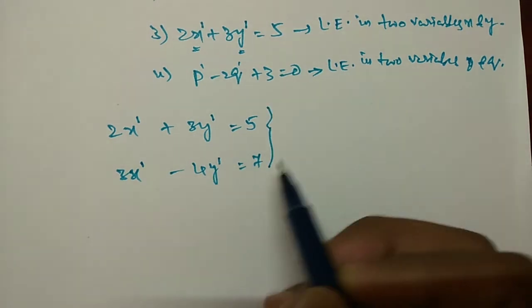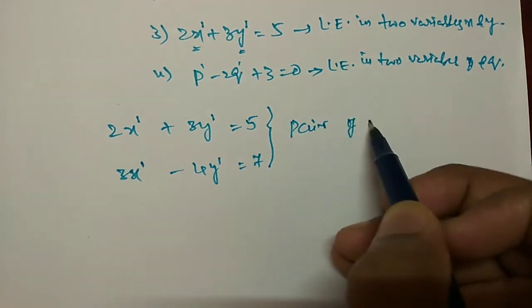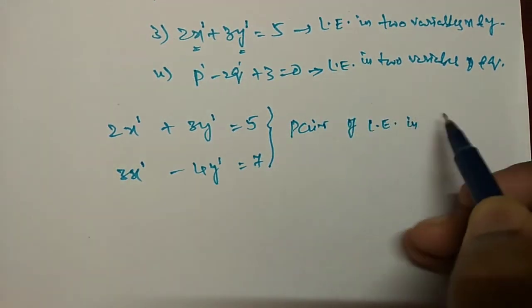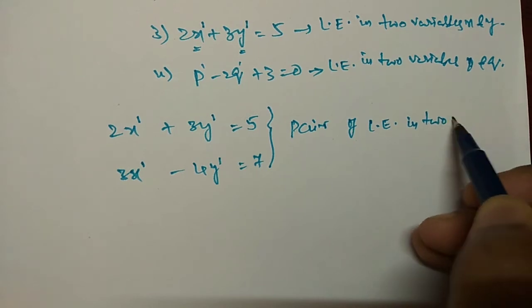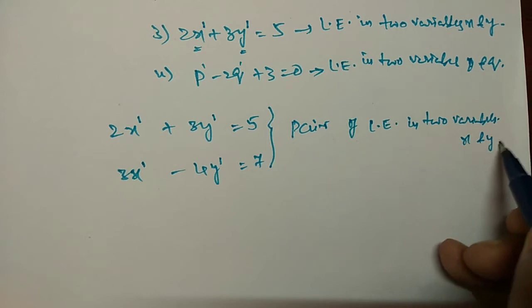If we take them together, this is called a pair of linear equations in two variables x and y.